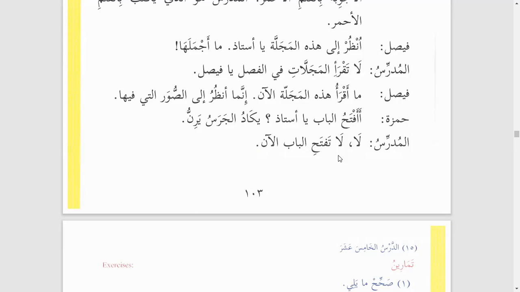Otherwise, we will not confuse and we will always use la with the present tense when we want to negate it. However, whenever you make fi'l al-amr and whenever you make fi'l al-nahi, follow the same rule: for fi'l al-amr we will use hamzatul wasl, and for fi'l al-nahi we will always use la and we will not use ma for nahi. Okay? So la taftah al-baba al-an, don't open the door now. We will not say ma taftah al-baba al-an. It doesn't work. Did you understand well?